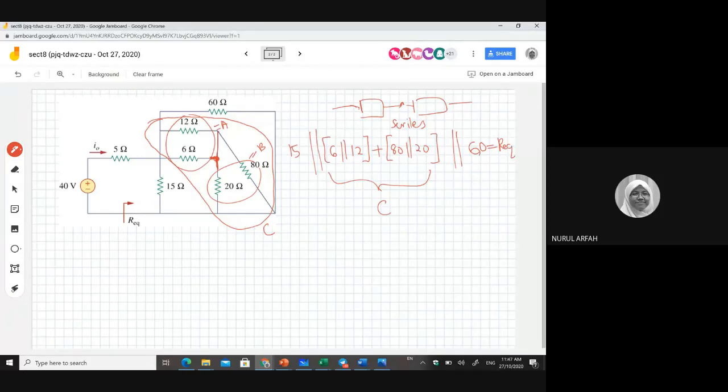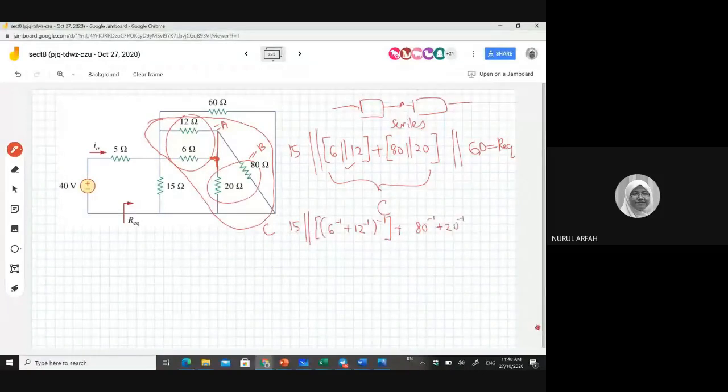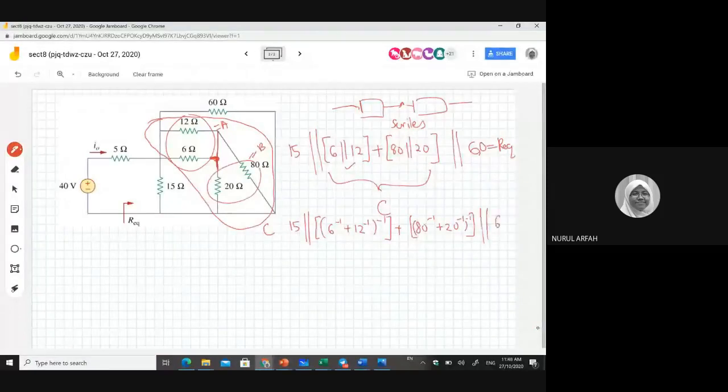Okay, all right. Now, take out your calculator. I want you to find 6 and 12. How to find this? You use the 6 inverse plus 12 inverse in your calculator, and then inverse everything. And then plus, this is number 1, this is 15. And then 80 inverse plus 20 inverse, inverse everything. Then in parallel with 60. So what do you get here? Okay, 6 with 12. What is that parallel?